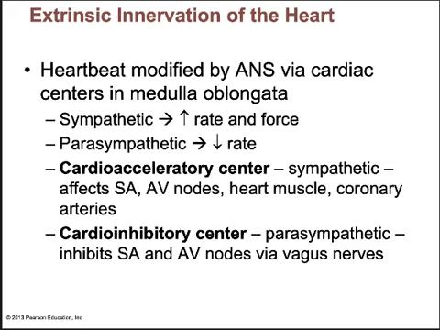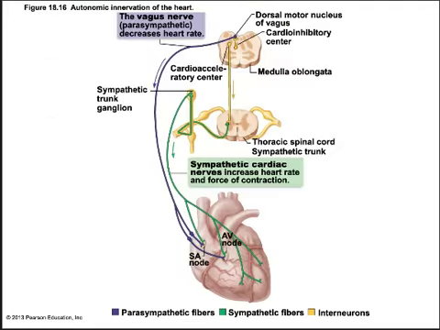Okay, and the heart muscle is going to, as a result, respond more rapidly. The coronary arteries are going to dilate in this case, and that's to bring more blood to the heart as it's working harder to pump blood around the body. The cardioinhibitory center is the vagus nerve, which leads to the SA and AV node, and they do the reverse. So you can see here how this operates.